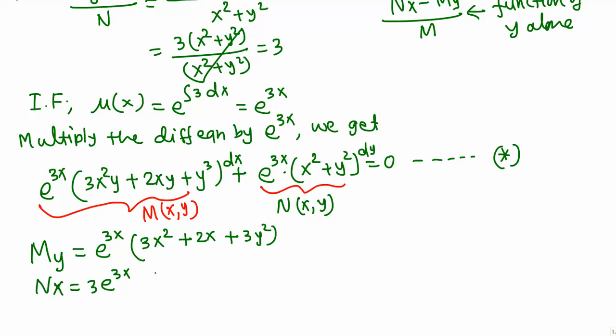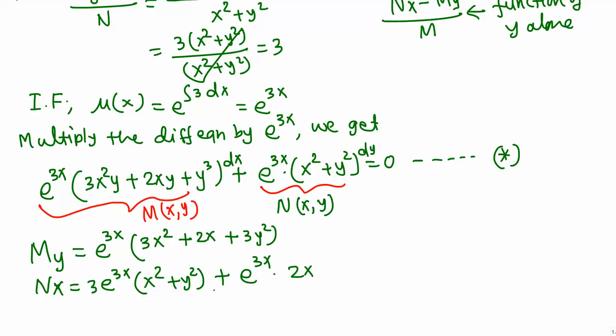Derivative of first factor times second, plus first, e raised to 3x, times derivative of second factor. Second factor means x squared plus y squared. Derivative of x squared we are doing with respect to x, so 2x, plus derivative of y squared is 0, you don't have to write. And M_y and N_x should be the same.